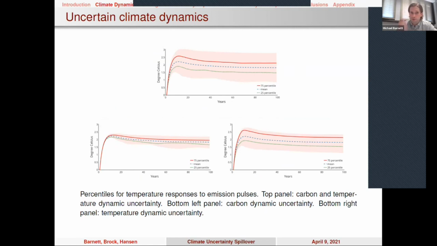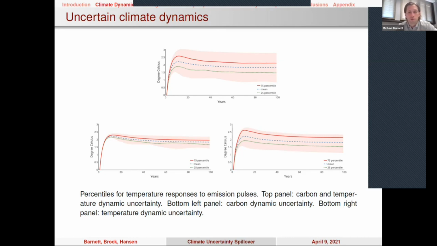On the y-axis we're showing the degrees Celsius temperature change from this 100 gigaton pulse. The bottom left is going to just focus on the carbon component. So we're going to take the 9 carbon components, run them through the 16 temperature models and then average across temperature models to just focus on the carbon component. And the right side is the counterpart for temperature.